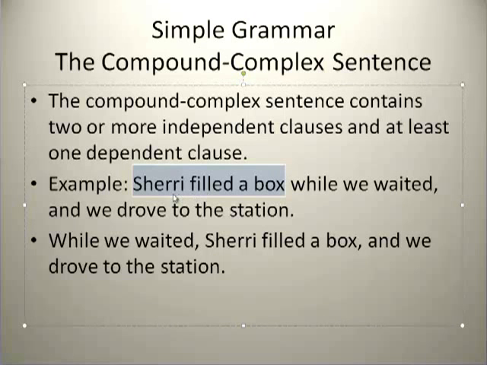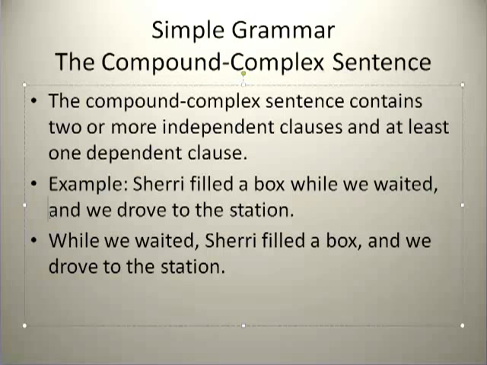Here is our first clause. Sherry filled would be the subject-verb relationship. This is an independent clause. It could stand alone as a sentence. We have then a subordinating conjunction, the word while, which connects to this following clause, we waited. But this becomes a dependent clause because it is subordinated with this word while.